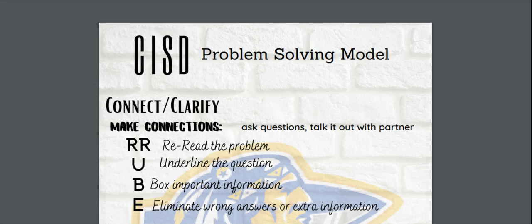The first thing we're going to have to do is reread the problem. That means we're going to have to read the word problem more than once before we get started on the solve piece. You're going to underline the question. The question is usually going to be asking you how to find the answer. You're going to box in any important information that you have. And then sometimes you even have to eliminate wrong answers or extra information that is provided in a word problem.